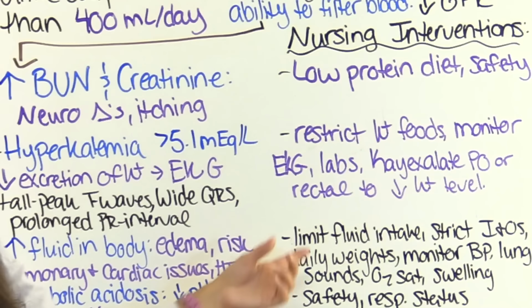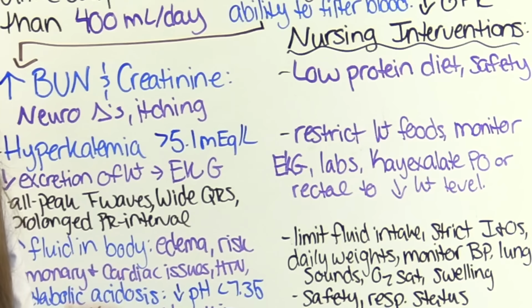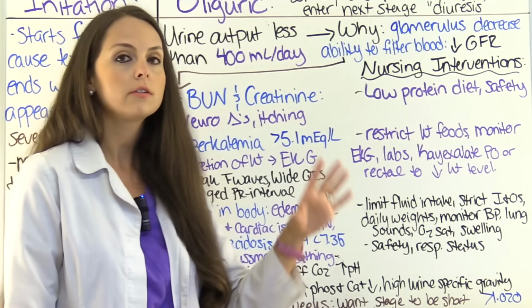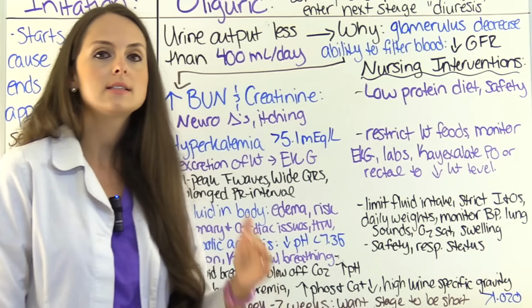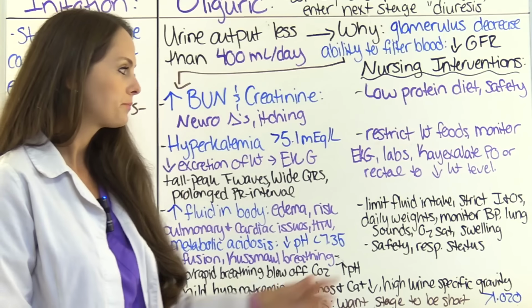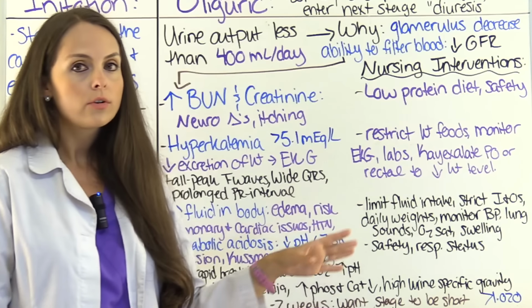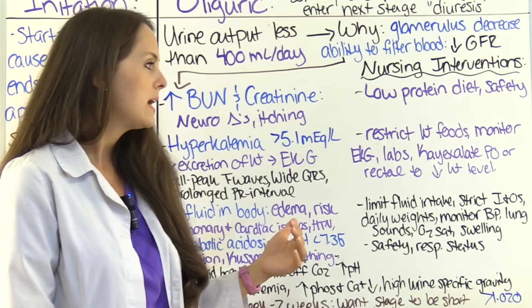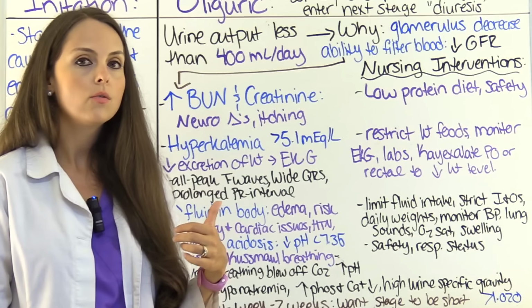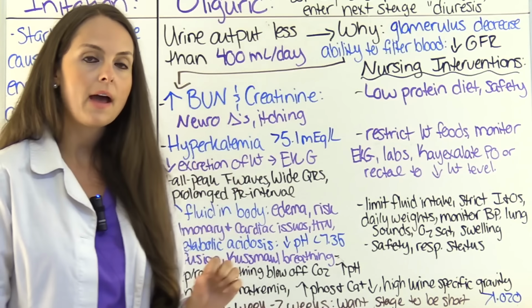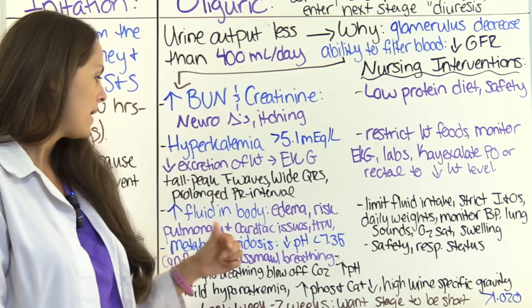So your nursing interventions would include restricting potassium-rich foods. We don't want to give them any more potassium. They have enough. Monitor their EKG. They need to be on a bedside monitor to watch that. Assessing labs. The physician may order a medication called Kayexalate, either orally or rectally, and this will help bring down that potassium level, so be familiar with that.